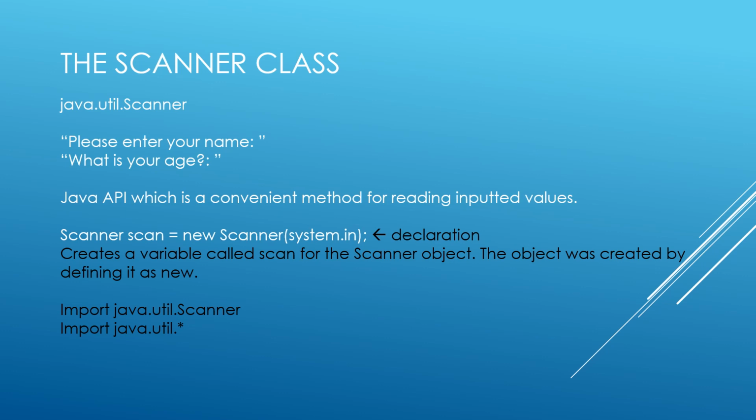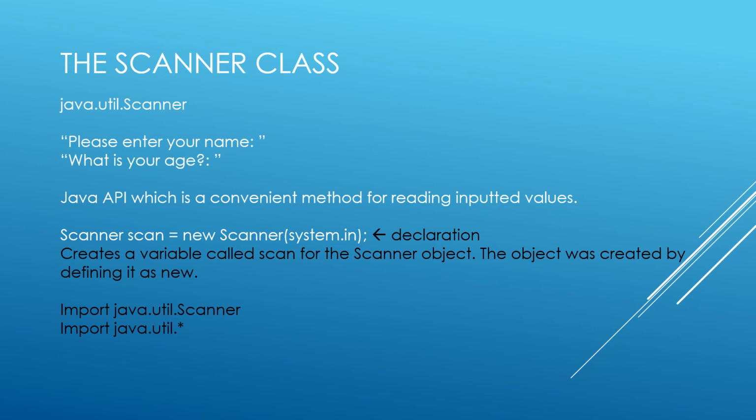Now, the variable scan represents the scanner object. New is the operator that creates the scanner object. The System.in in the parameter field between the two parentheses represents the standard input stream, which is your keyboard. So it's saying enter in data using your keyboard.